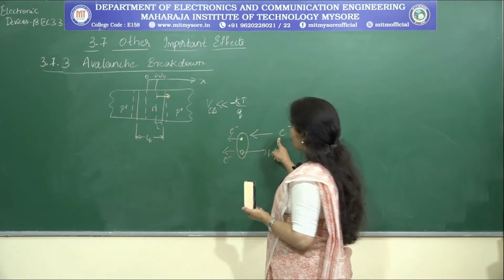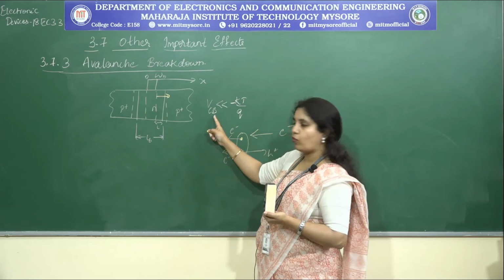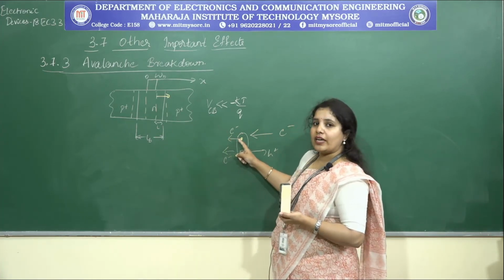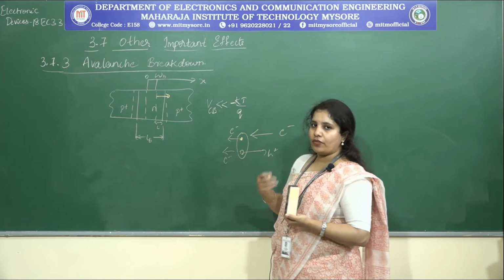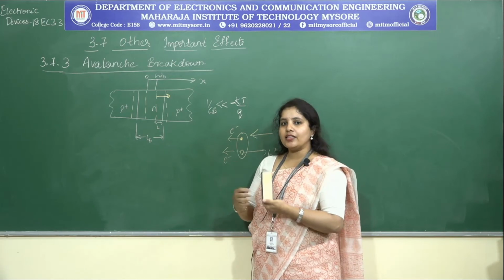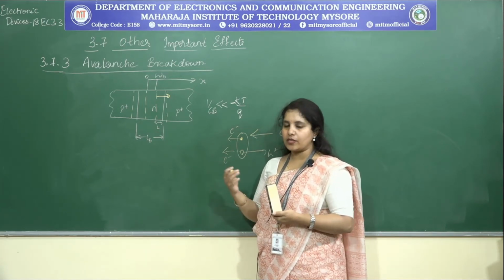Previously I had a single electron. Now, because of the increase in the electric field intensity due to what? The increase in the reverse bias potential, I am trying to get more and more electrons. The charge carriers are increasing, and this is nothing but carrier multiplication, which takes place.